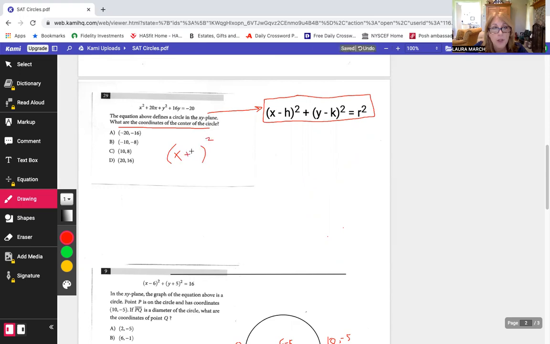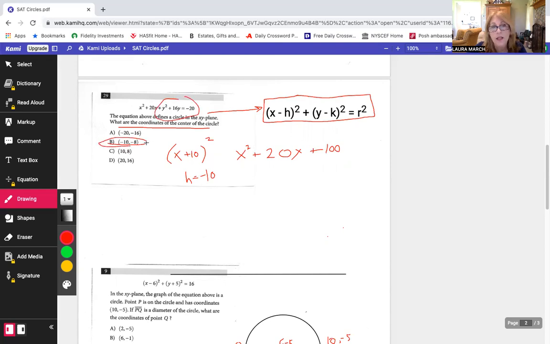It would have to actually be x plus 10 squared, because when you FOIL that, you'd get x squared plus 10x plus 10x, which is plus 20x, plus 100. So it would have to be x plus 10 squared. So h is negative 10. X minus negative 10 would give you x plus 10. So we know the answer is B.